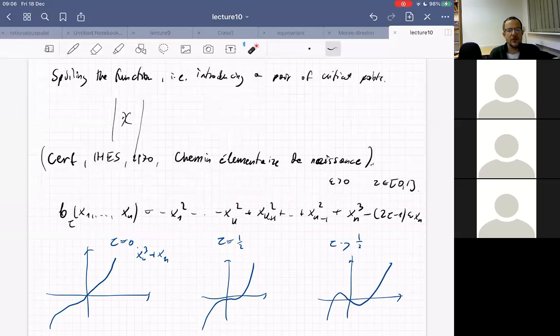And of course, you can view it from different perspectives. If you are an expert in dynamical systems, you view it as a saddle-node bifurcation, which I already explained to you. Or if you are a singularity theory expert, you view it as a bifurcation diagram of an A2 singularity. But the key point is, no matter how you look at it, you introduce a pair of critical points. And this epsilon is a parameter that I will discuss in a moment.